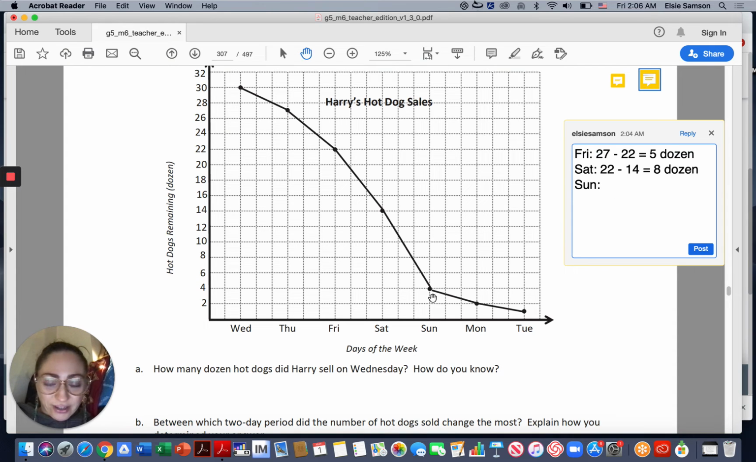Sunday, we already figured it out before. We're comparing the day before, Saturday, which was at 14, and what we have left remaining now on Sunday, which is 4. So that means we sold 10 dozen of those hot dogs. Okay? So now you know how many dozens of hot dogs were sold on each of the 3 days. The question's asking us, what is the total amount sold on all of those days?